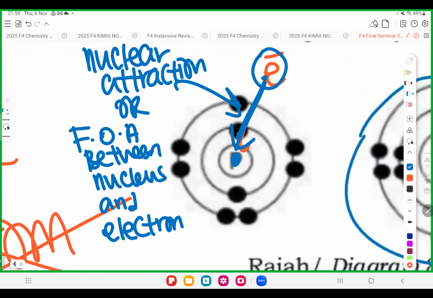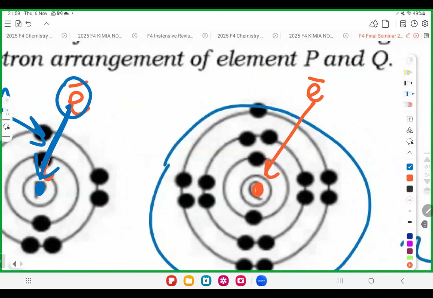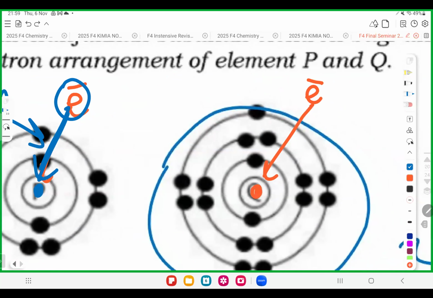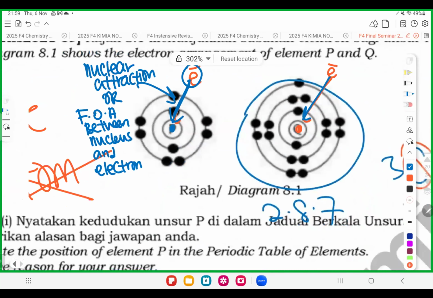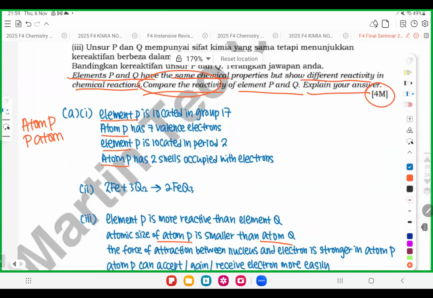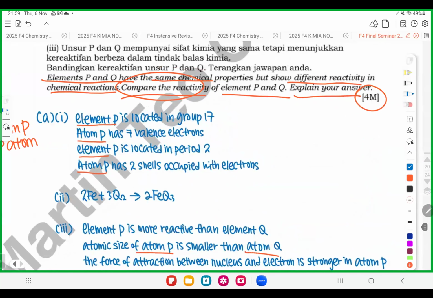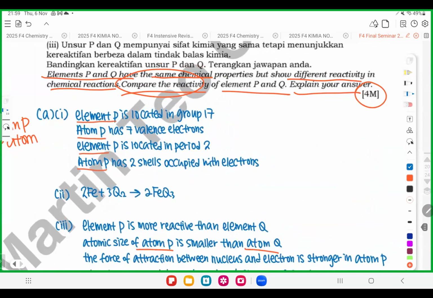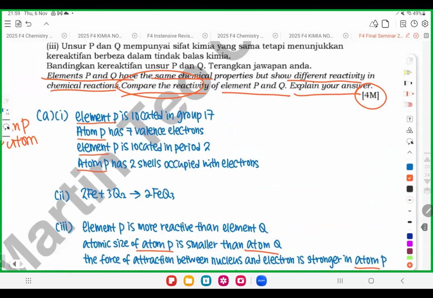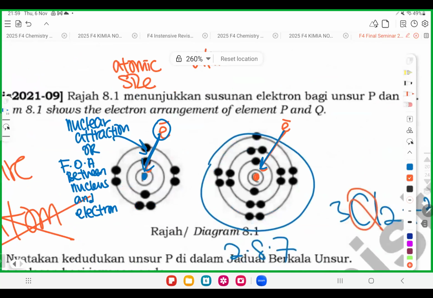Okay, so atom P is smaller, the electron is closer. When the electron is very close, the attraction should be stronger, isn't it? When the electron is very far, the attraction should be weaker, isn't it? So we can write like this: the force of attraction between nucleus and electron is stronger in atom P. Must write the word atom. Okay, so when the force is very strong, so what? Atom P can pull the electron easily.